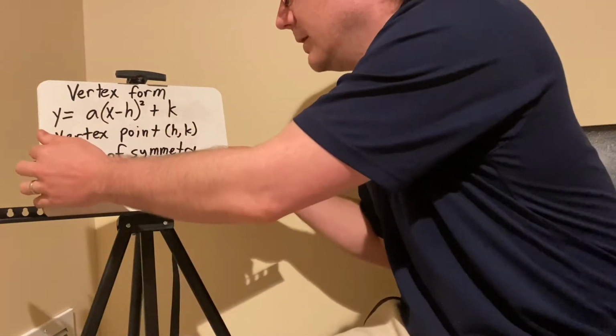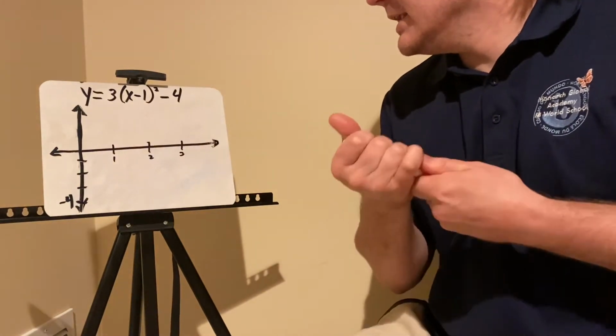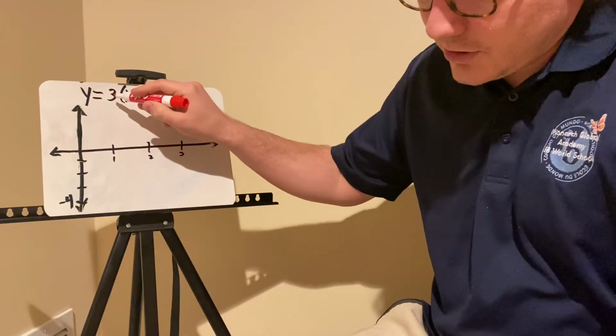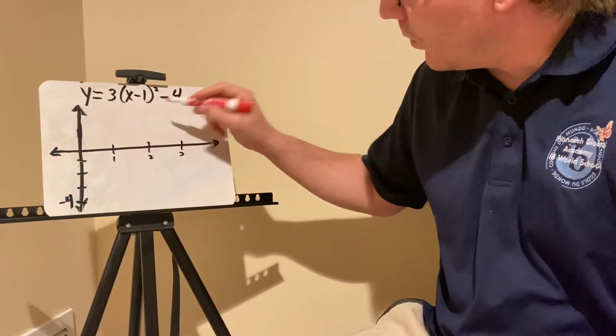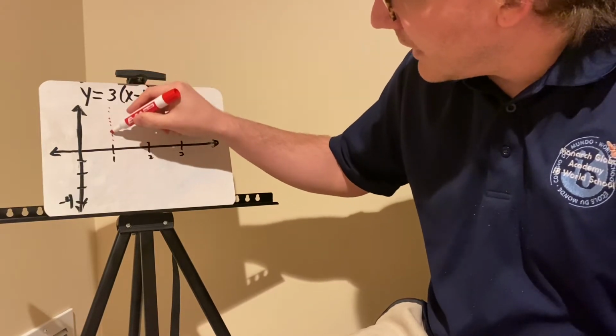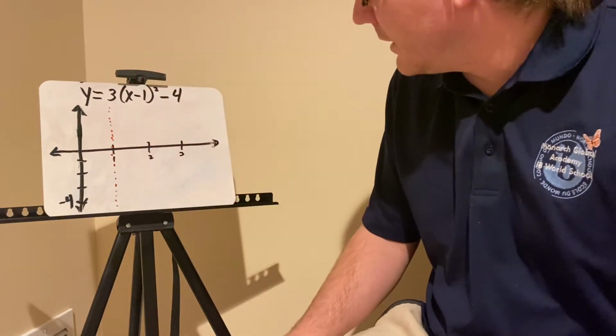What does it all mean? Let's look through an example here. So in this form here, this is the a value, x minus h. So 1 is going to be our axis of symmetry, where x is always equal to 1. So we have this vertical line there.